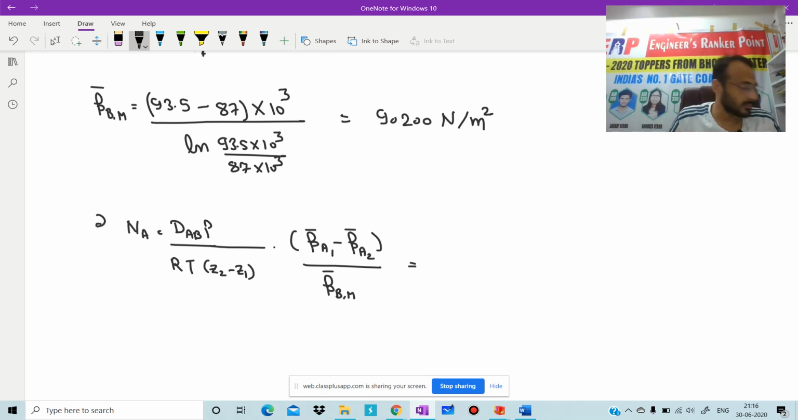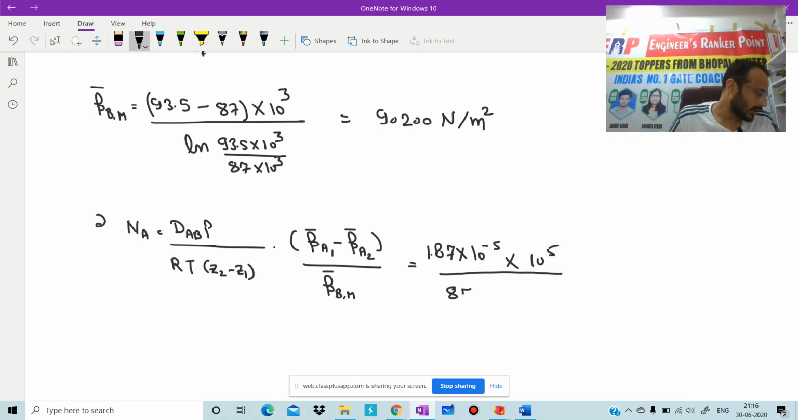Put all these values. The value of DAB is 1.87 into 10 to the power minus 5. Total pressure is 10 to the power 5 Newton per meter square. Tell me, please write in the comment box. We will take the value of R.